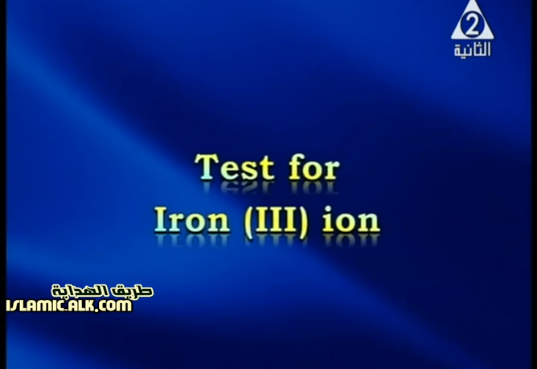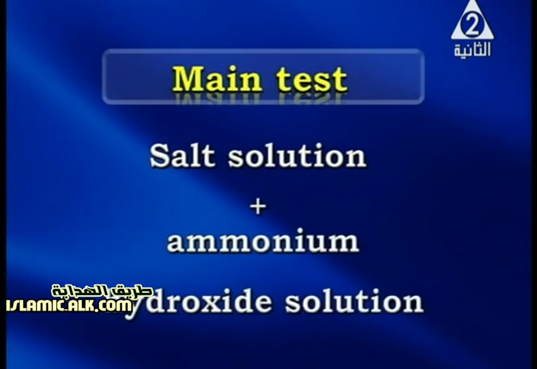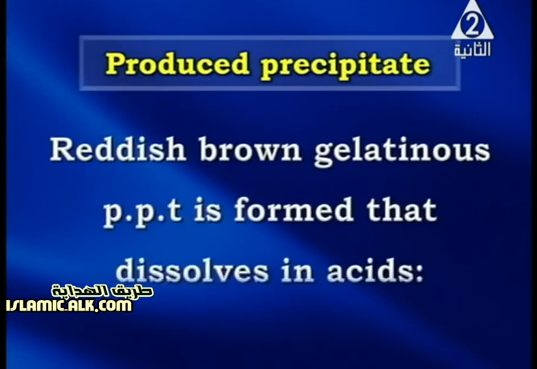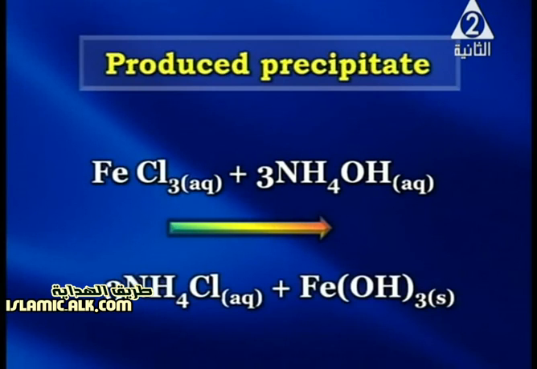Now, my dear student, we are going to discuss the third cation of the third analytical group, which is iron 3 ion or Fe positive 3. Here the main test is the salt solution plus ammonium hydroxide solution. Here the reddish brown precipitate of iron 3 hydroxide is formed, which dissolves in acids. As the equation proceeds on the screen, iron 3 chloride reacts with ammonium hydroxide solution. It gives ammonium chloride aqueous solution and reddish brown precipitate of iron 3 hydroxide.